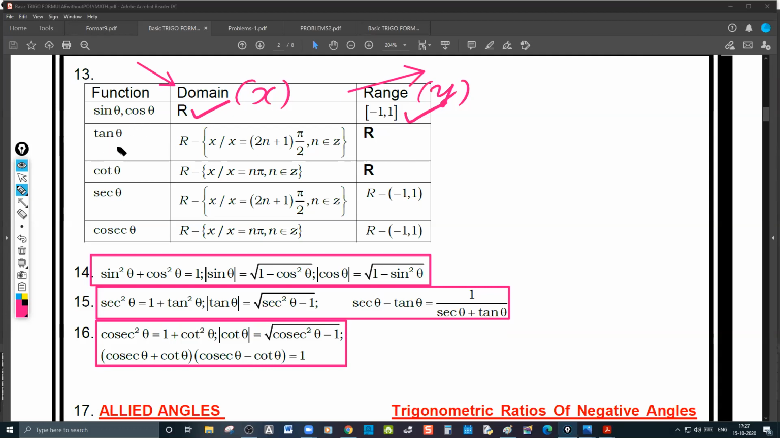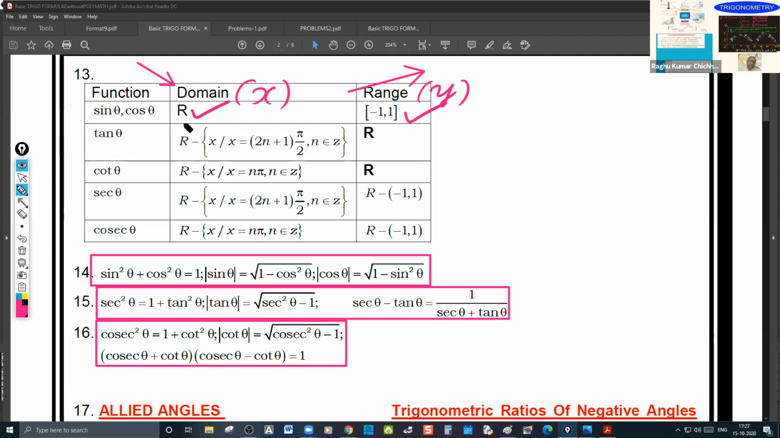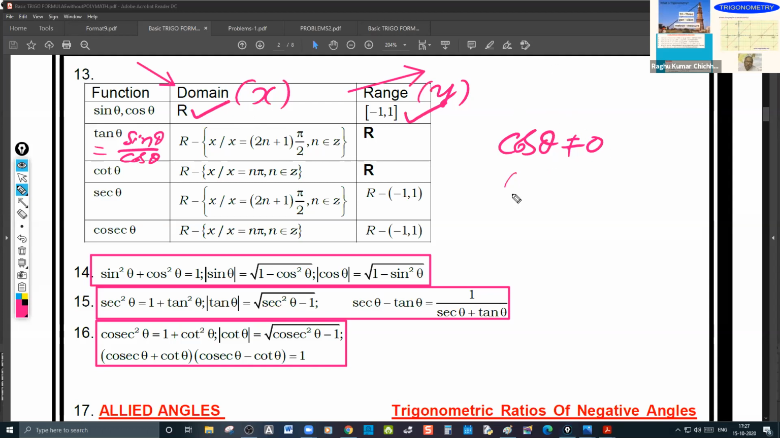Now, sine theta and cos theta accept the set of real numbers, but tan theta, cot theta, secant theta and cosecant theta are not continuous functions over the set of real numbers. Tan theta, as you know, is sine theta by cos theta. Since cos theta is in the denominator, cos theta must not be 0. If it becomes 0, tan is undefined. So for what values of theta is this undefined? Theta should not be 90 degrees. Theta should not be 3 pi by 2.